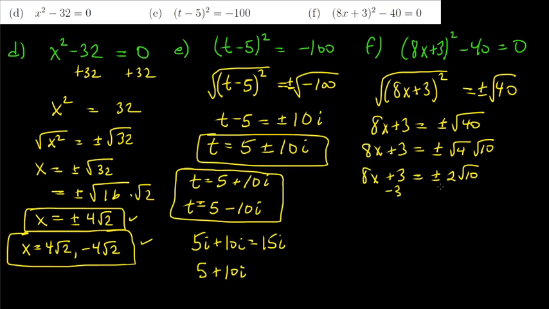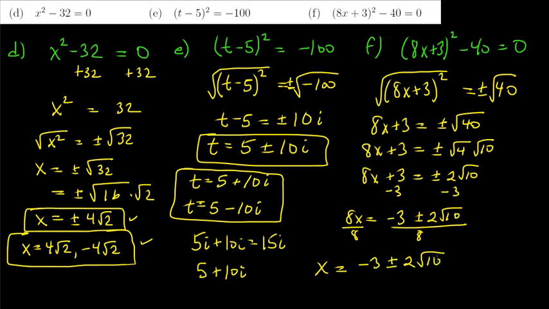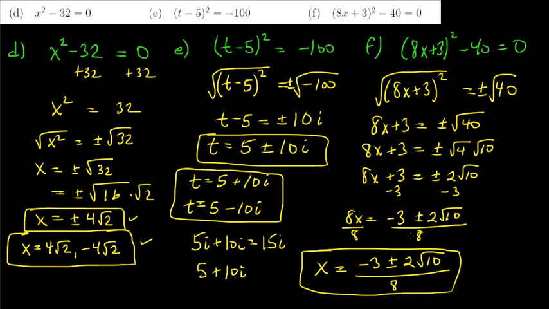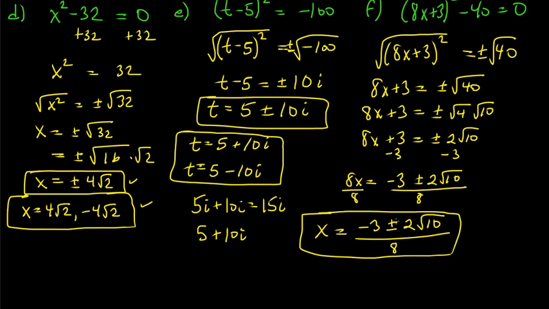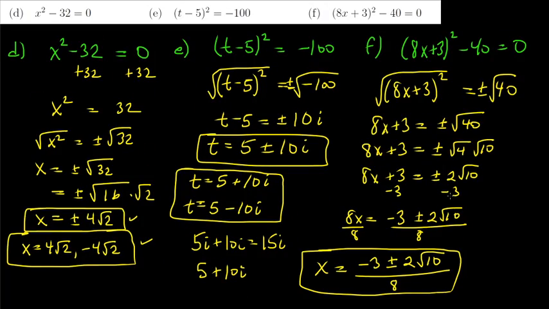So take away the 3. And remember, I warned you, you should put the negative 3 in front. Plus or minus 2 square root of 10, and then just divide by 8. So x equals, let's see, negative 3 plus or minus 2 square root of 10 all over 8. And I don't think we can simplify that any further. We can split it up as two separate, one with the plus, one with the minus. But yeah, that's it for part F.